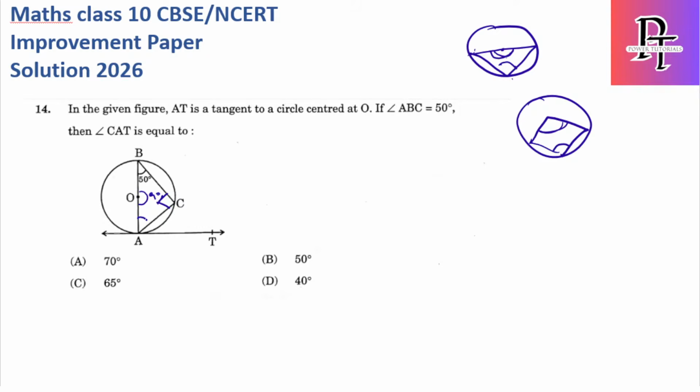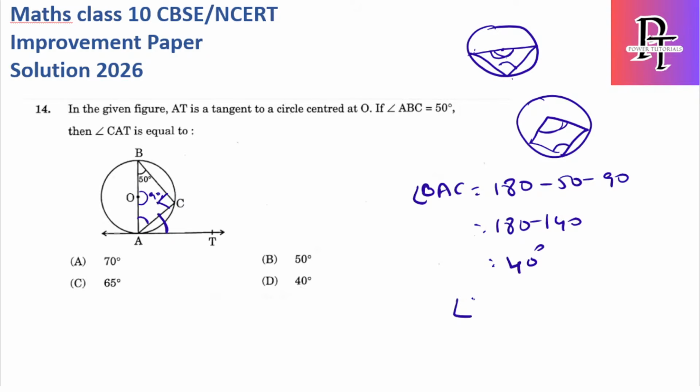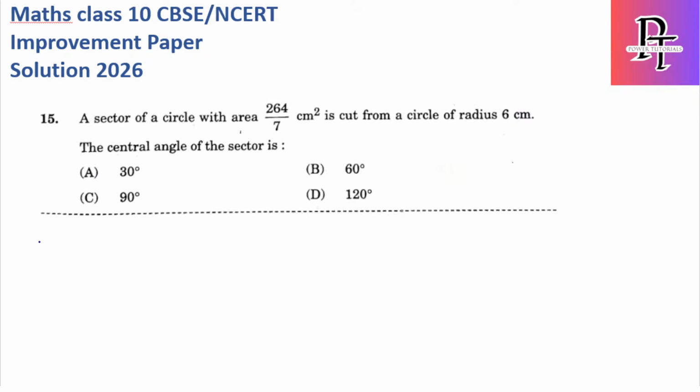So what about here? Angle BAC is equal to 180 degrees minus 50 minus 90, which is 180 minus 140. So angle BAC is equal to 40 degrees. This whole angle is 90. So angle CAT is equal to 90 minus 40 degrees, which is 50 degrees, the right answer, which is B. So this is also conceptual. The 13th and 14th are a little conceptual. Okay, let's move to the 15th question.